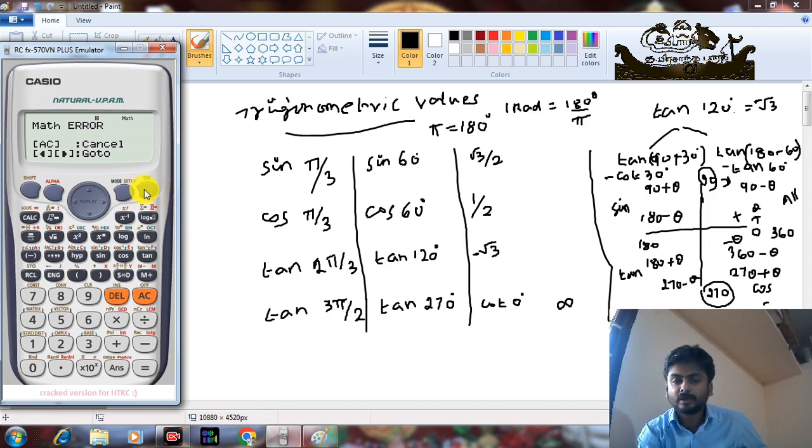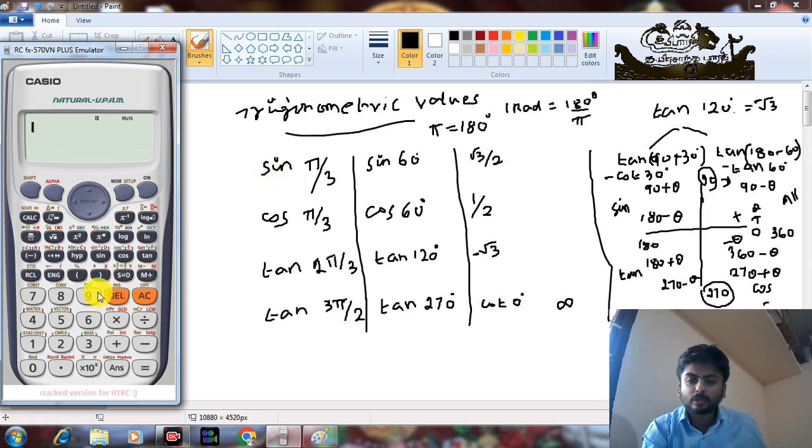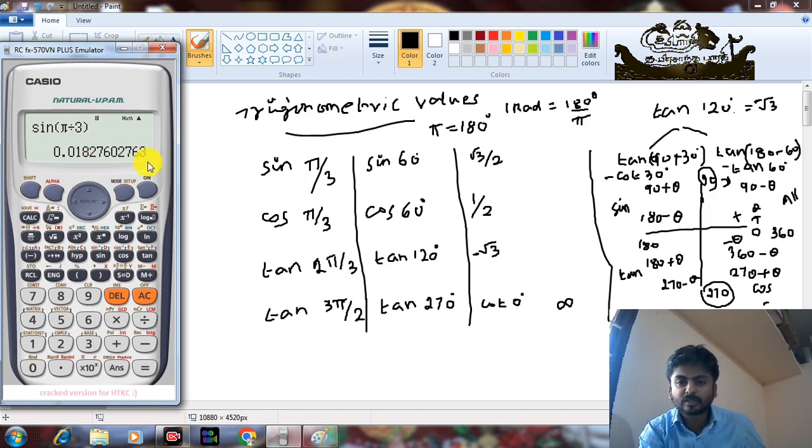Now all these things are right. Now where does the error come? If I am finding these values in radian, and while finding in radian I simply put sin pi divided by 3, here the answer is 0.1827602763. Is this correct? No, this is not correct. This is not the value of root 3 by 2.